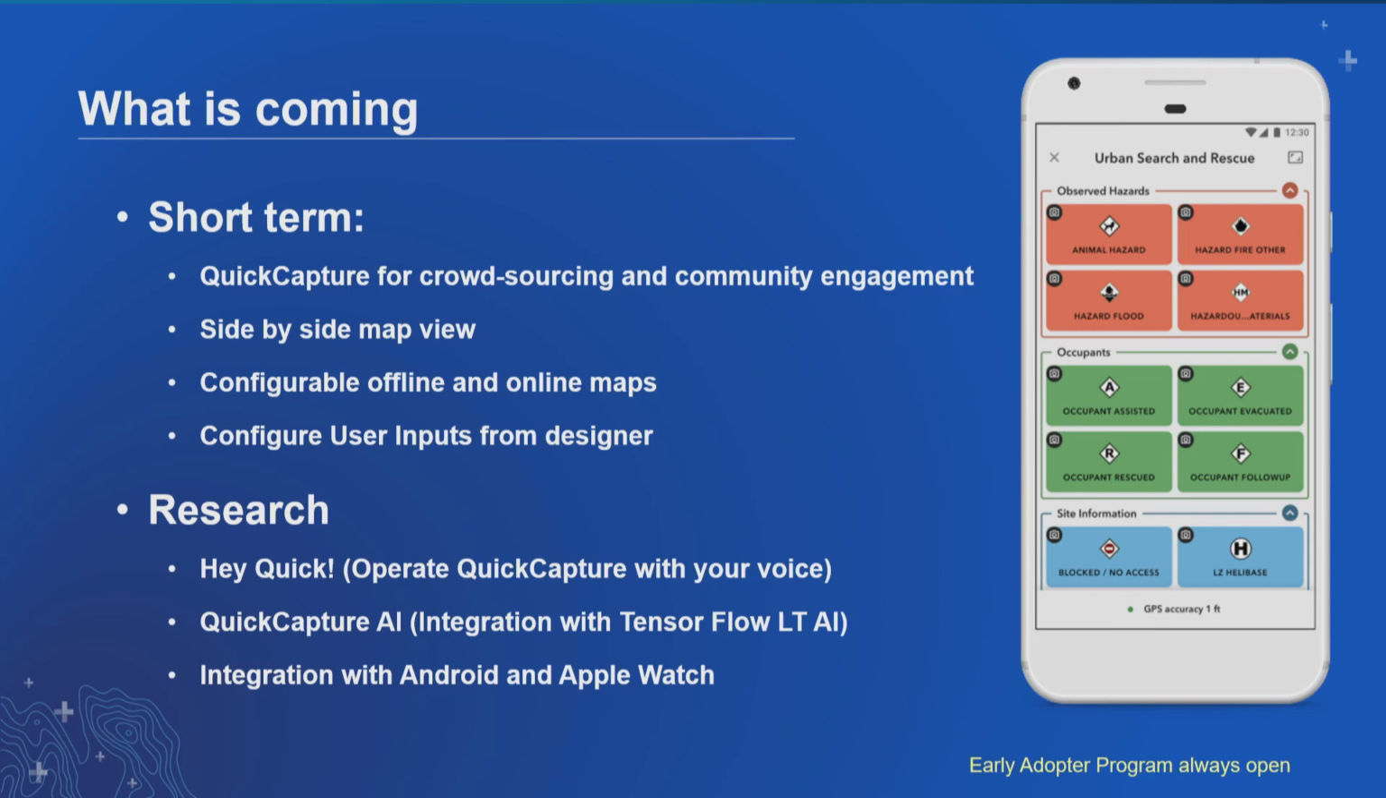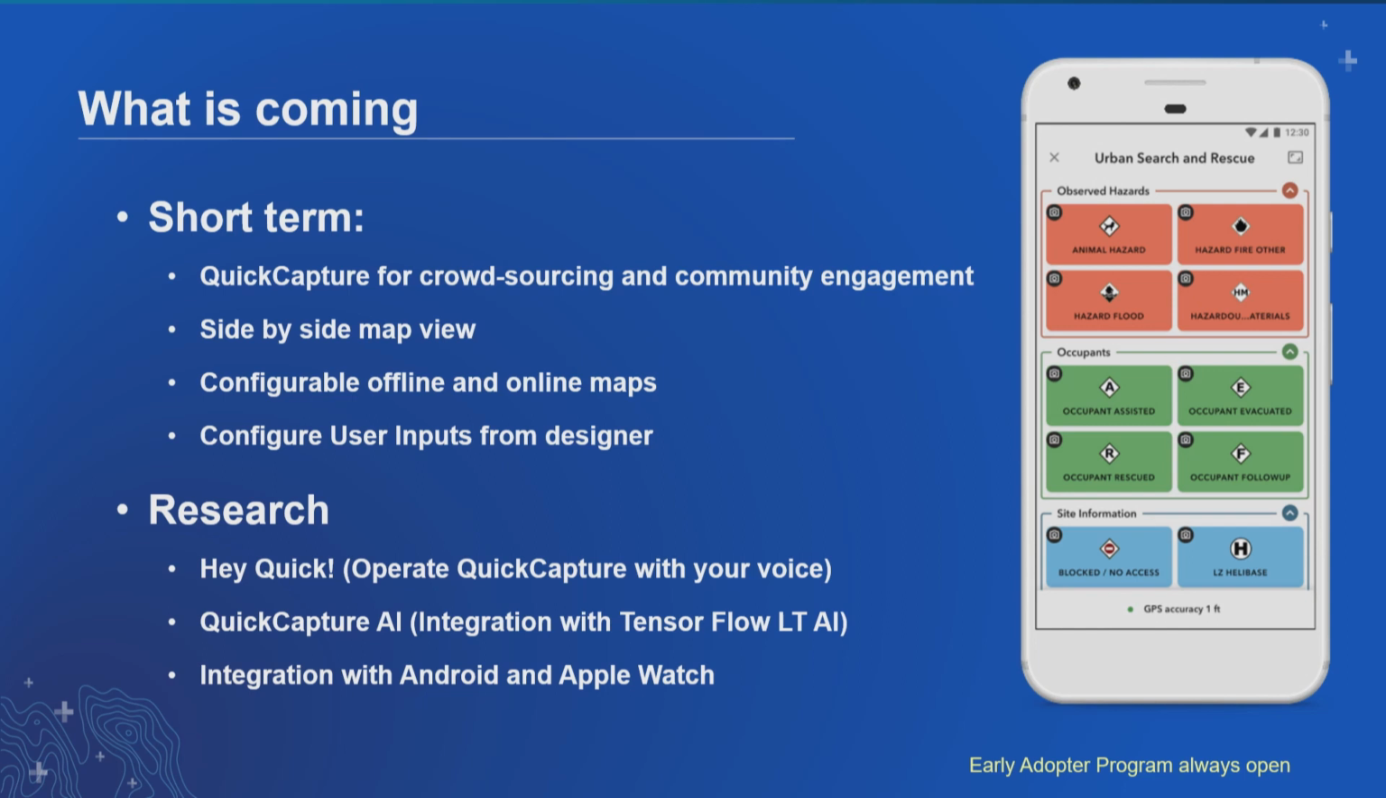And then in research, we have a handful of things that are quite interesting. Hey Quick is basically, imagine I say, hey Quick, hazard. And then it pushes the button hazard. So it's really like voice-operated commands for people who don't want to push the buttons. And this kind of connects with the watches, like the Apple Watch or an Android watch. So you can use your watch to push the buttons, not only manually, but also with your voice.